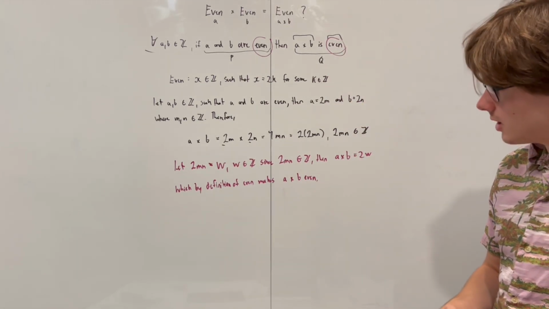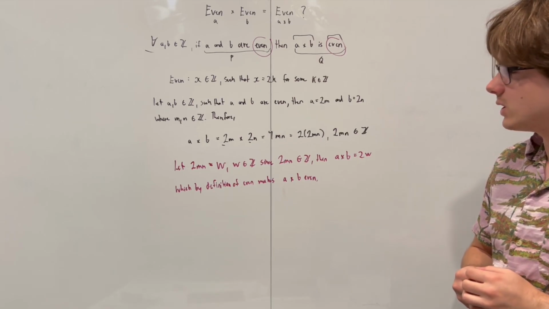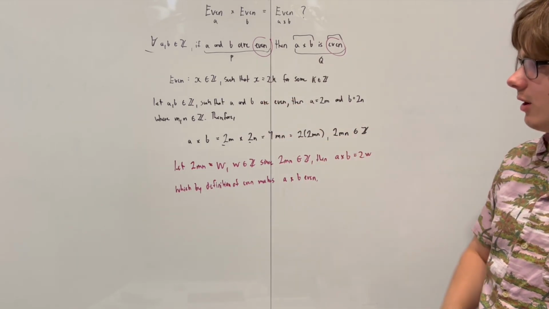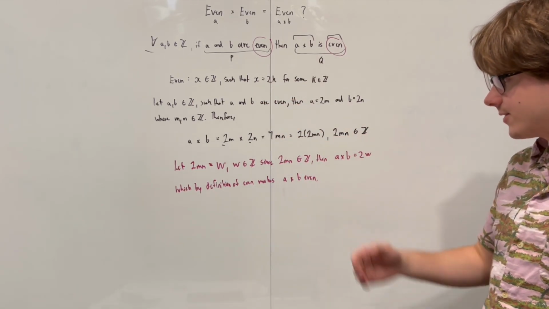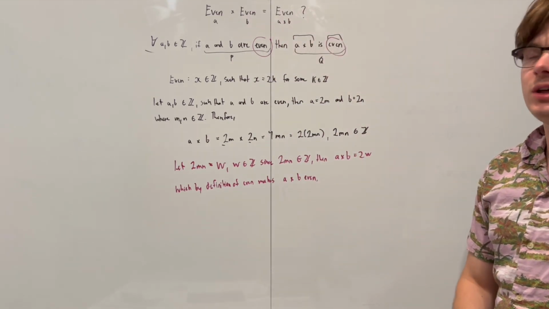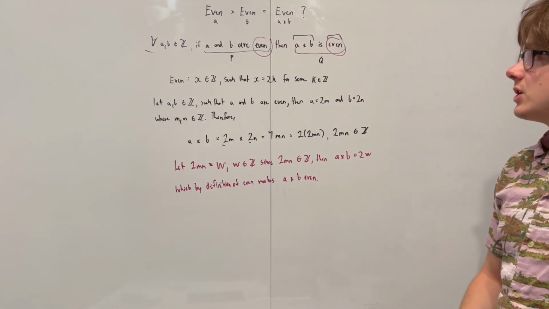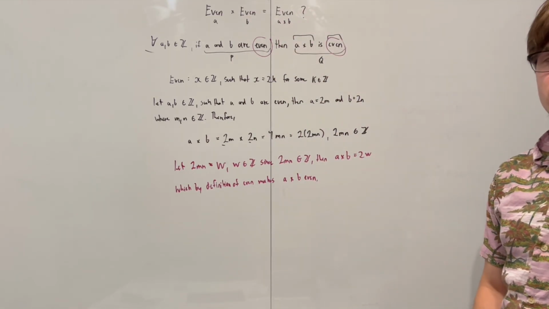But in this case, it's pretty straightforward. It's not very long. This is a very, very short proof. But yeah, this is how you prove that the product of any two even numbers, whether they're the same or not, is always going to be even.